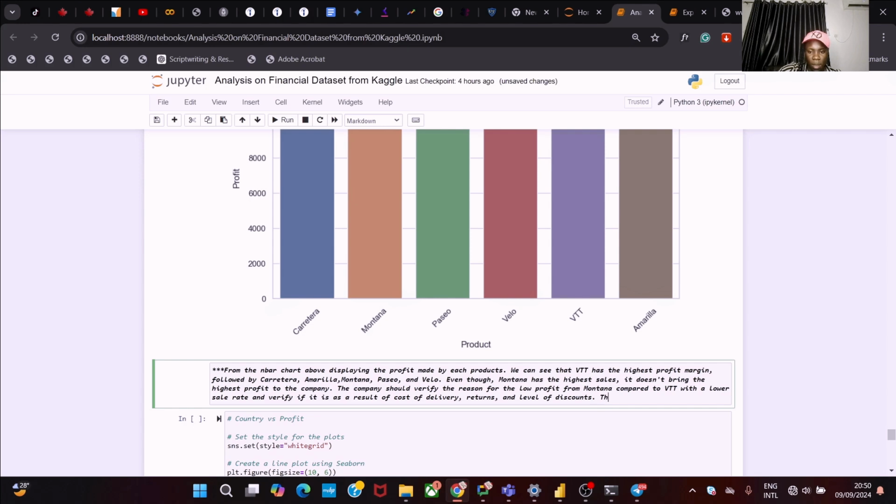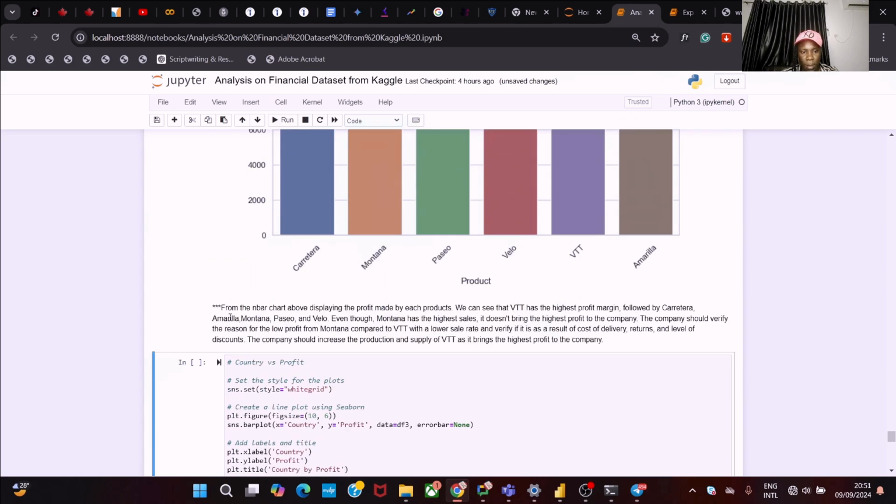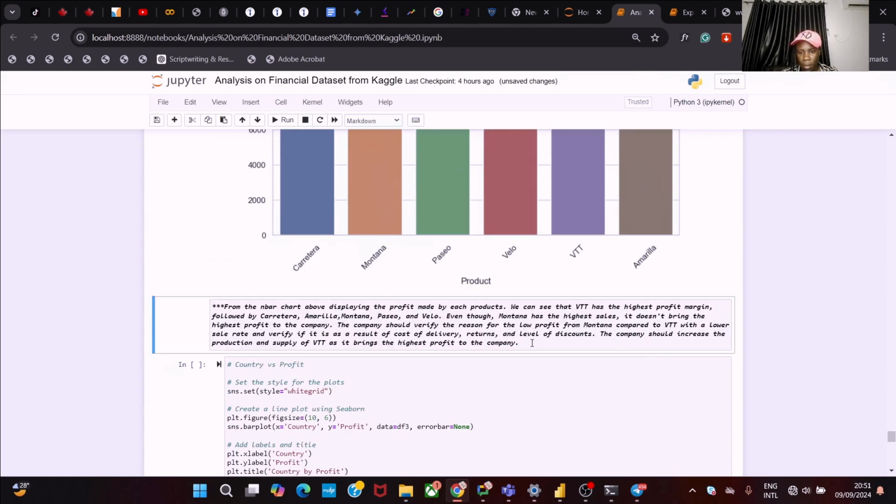The company should increase the production and supply of VTT as it brings the highest profits to the company. Okay, so let's go ahead and put this.